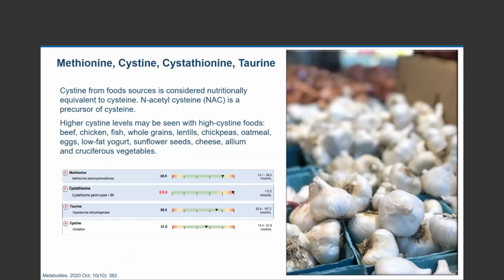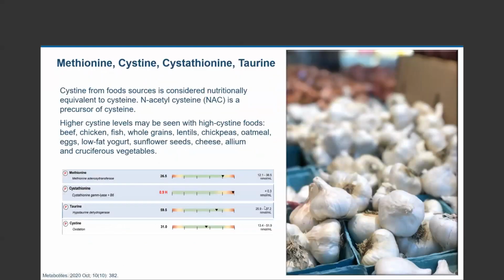So methionine produces cystathionine, and cysteine produces taurine. Cysteine is typically present in its oxidized form, cystine, in extracellular spaces, and to get in, it has to have a glutamic acid transporter. So it's important to look at the whole picture. Foods high in cysteine can impact all of these.